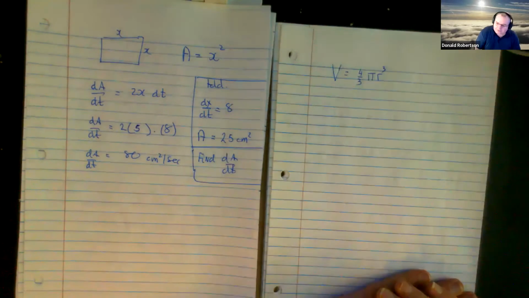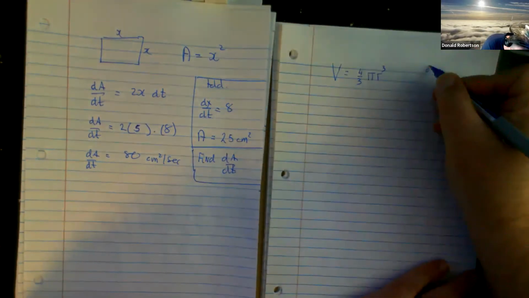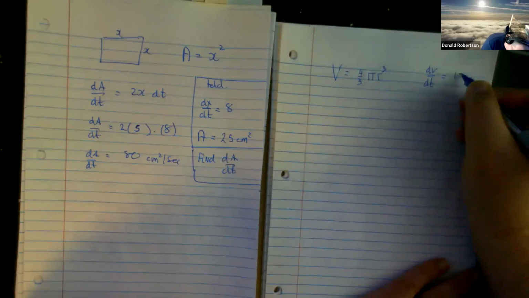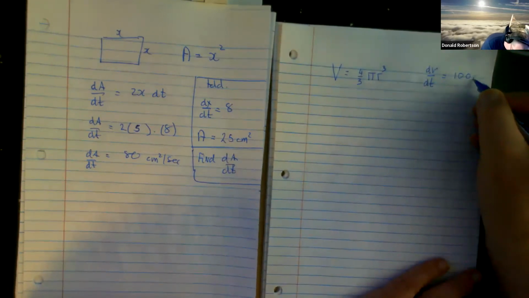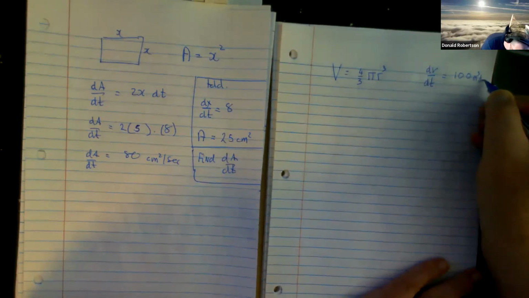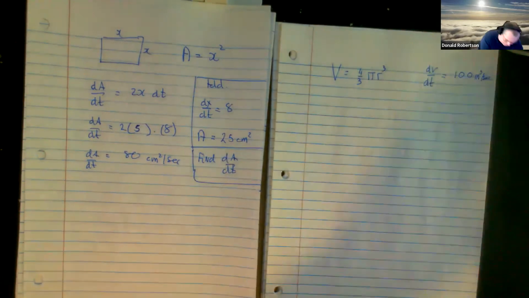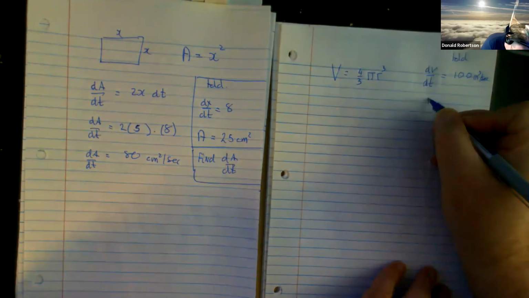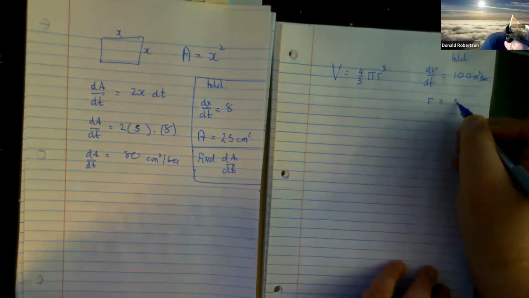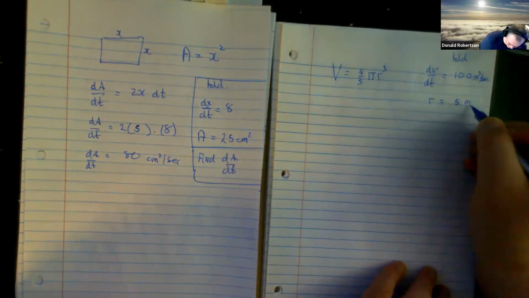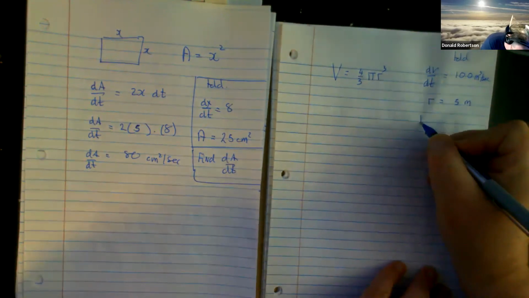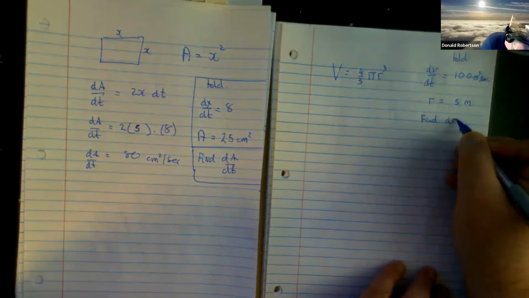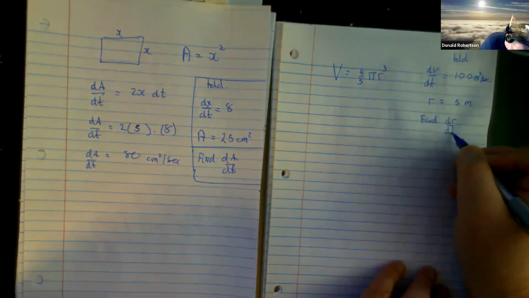Right, there's our starting formula. Let's suppose I tell you that the volume is increasing at 100 cubic meters a second, right? So you're told that. And let's say I tell you that R is 5. And I ask you to find what's the rate at which the radius is increasing.